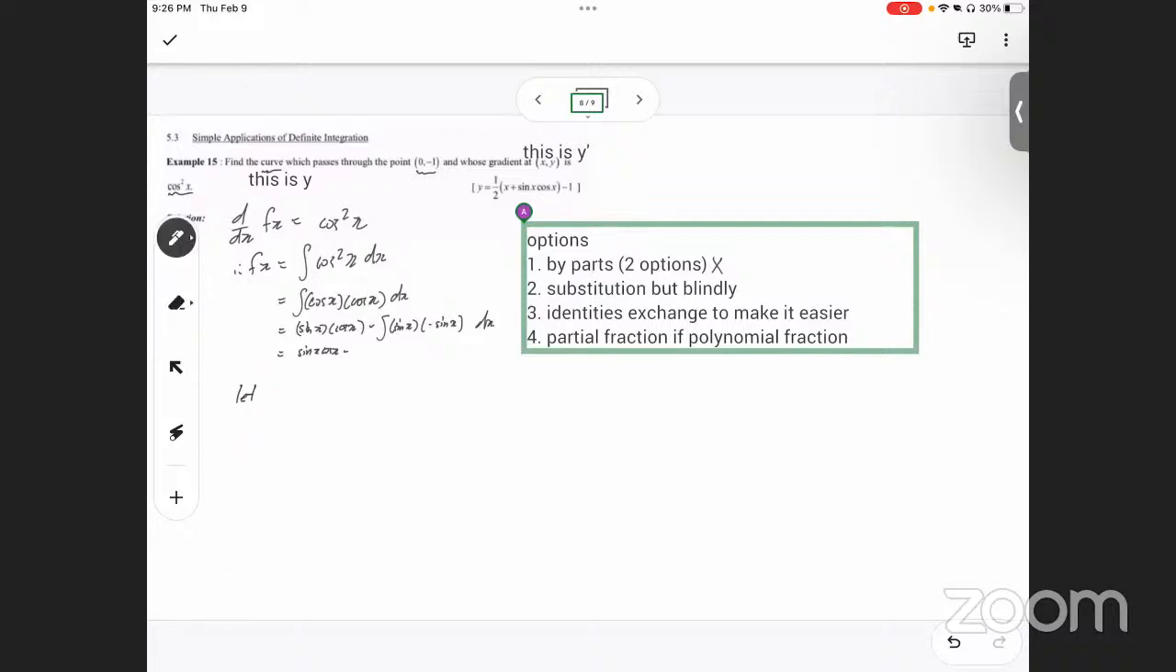What kind of substitution do you want to do? Okay. What do you want? That becomes V. That is the substitution. Let cosine x become V. Okay, let's try that. Might as well revise your substitution, right?